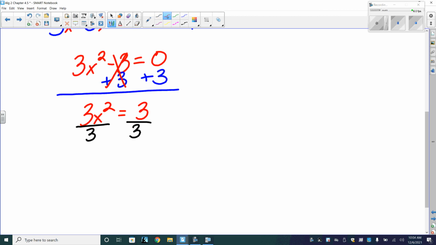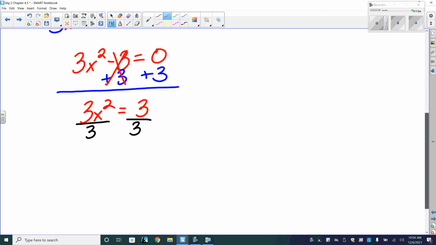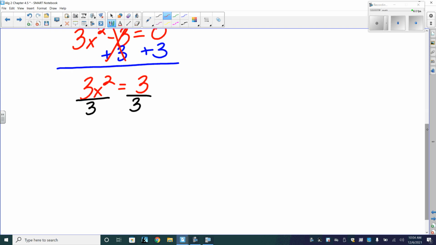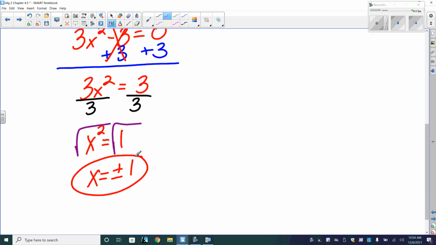Divide by 3, which tells us that x squared is equal to 1. And last but not least, we would square root both sides, telling us that x is equal to plus or minus 1. And really, we also have that x is equal to plus or minus 1.